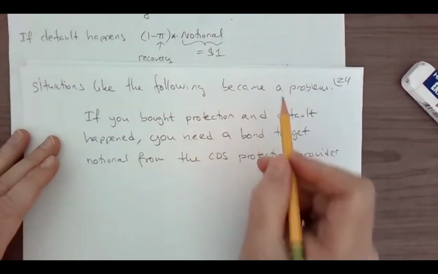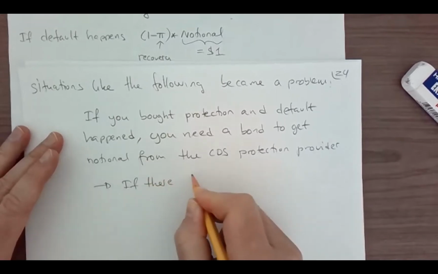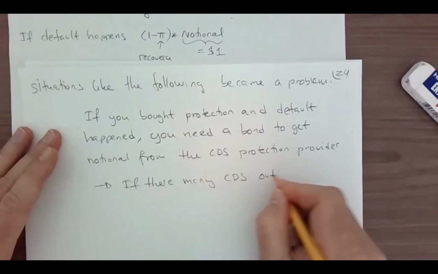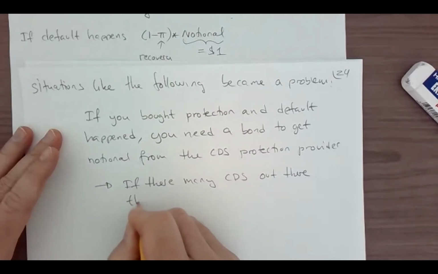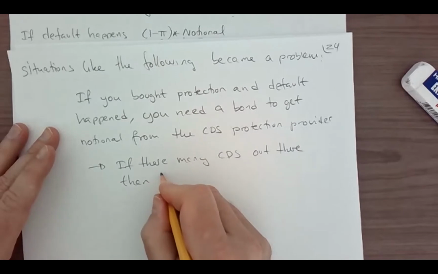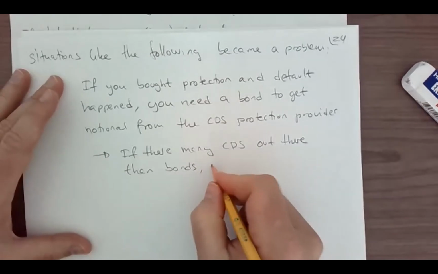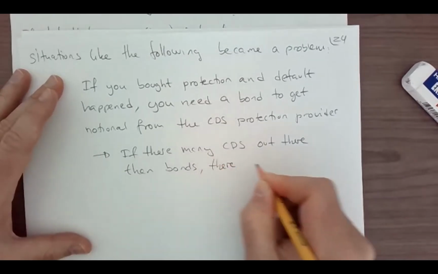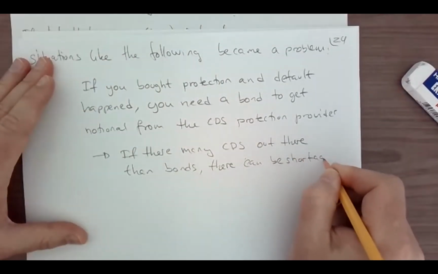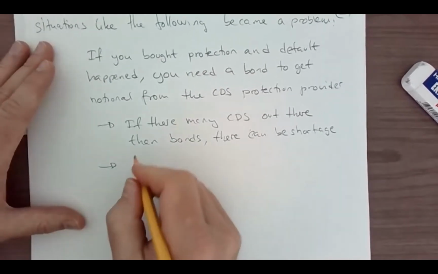So why is this a problem? Well, if there are many more CDSs out there than there are bonds, then there can be a shortage. In particular, because of unwinding of these CDS positions.